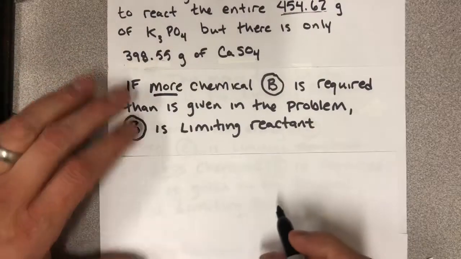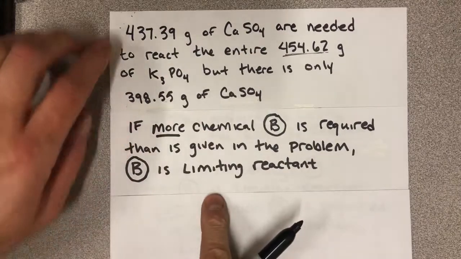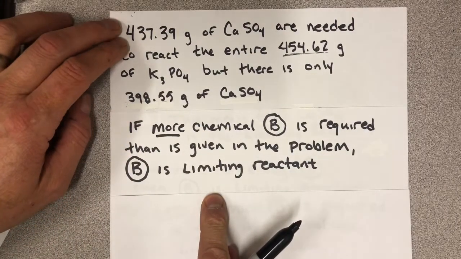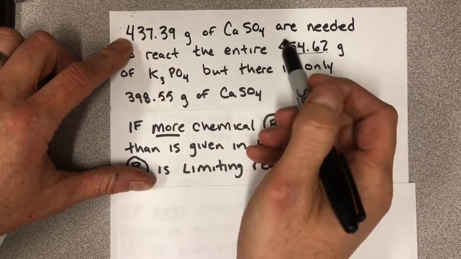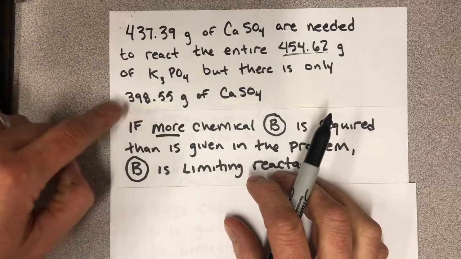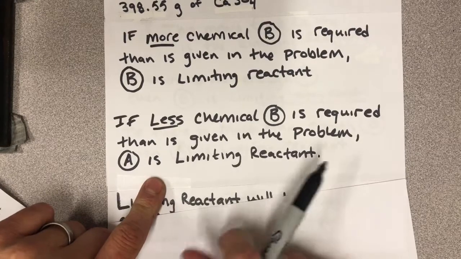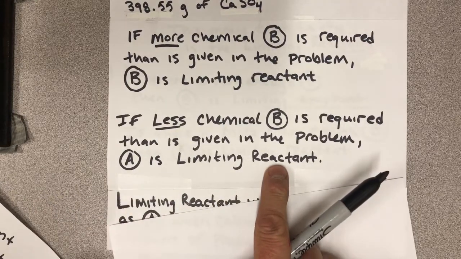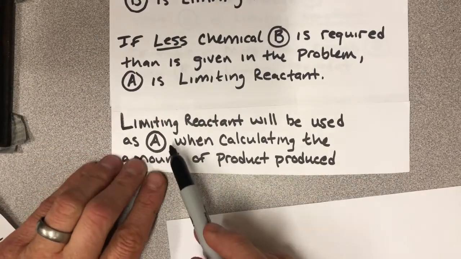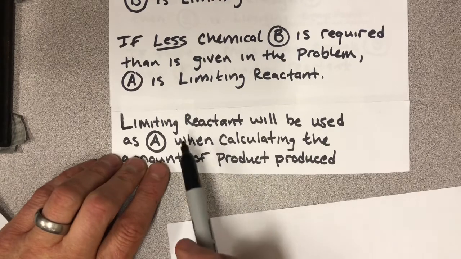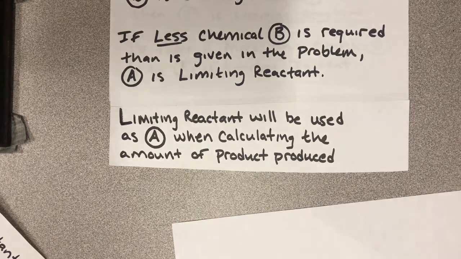We had more of the chemical required than has been given to us in the problem. It could have gone the other way. Like if, for example, we had calculated this number to be like 200 or something like that. If we had calculated that 200 grams of calcium sulfate were needed and we'd been given almost double that in the problem, if less of chemical B is required, then that means that A is the limiting reactant, okay? And the whole reason that we find limiting reactant is because the limiting reactant and its quantity in grams is used to calculate the amount of product that gets produced in the reaction, okay?